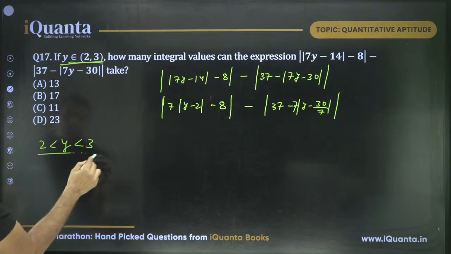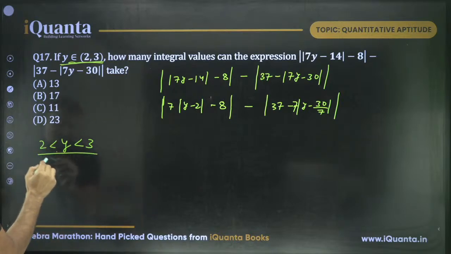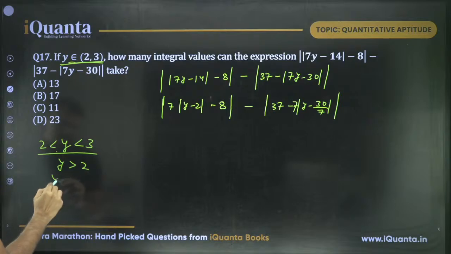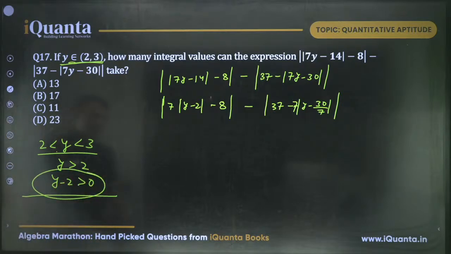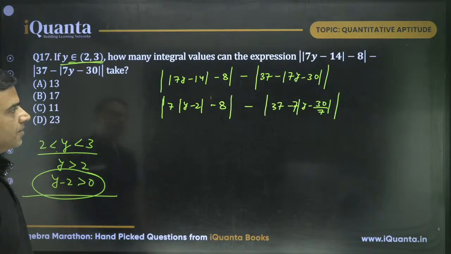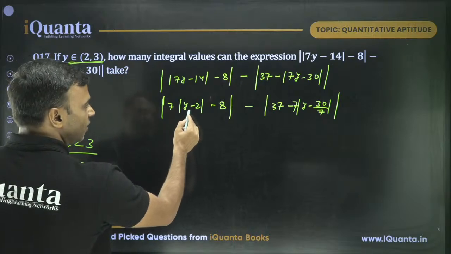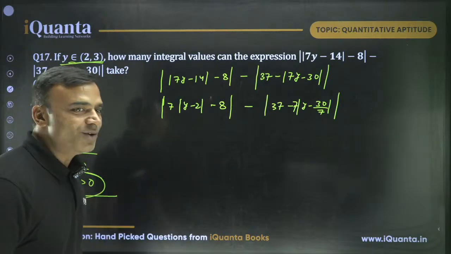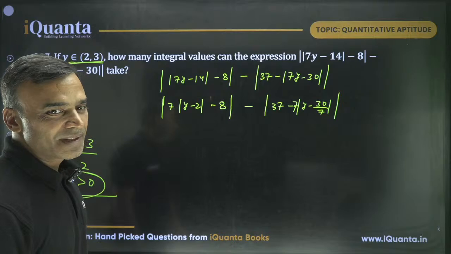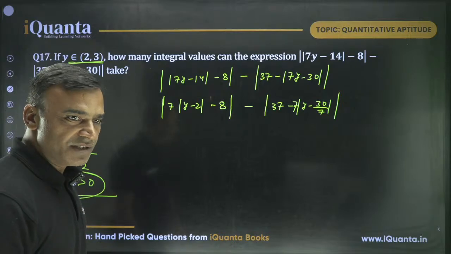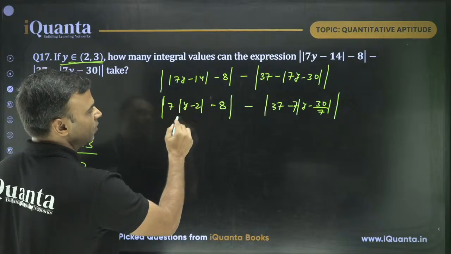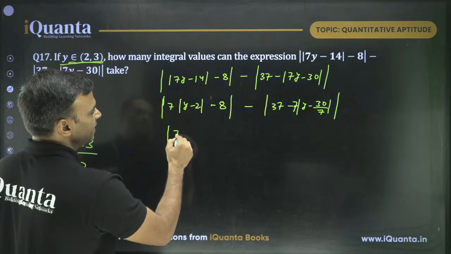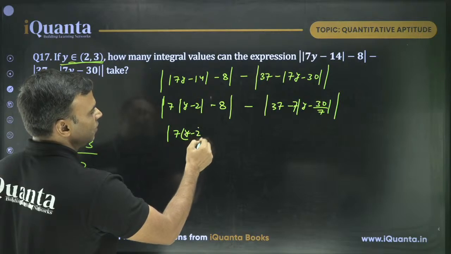Wow, this is so beautiful. From here what do we get? y is greater than 2, that means y minus 2 is greater than 0. If y minus 2 is greater than 0, then this modulus will go away without making any change. If the quantity inside the modulus is positive, then you simply remove the modulus. So this becomes 7 into y minus 2, minus 8.